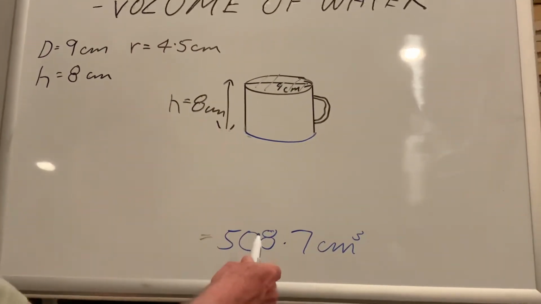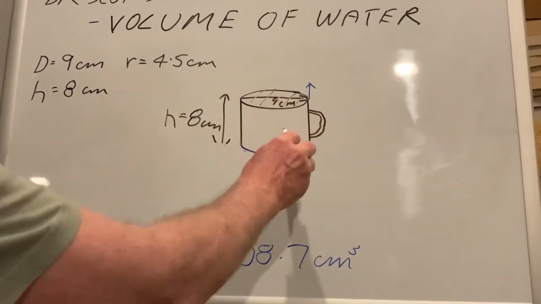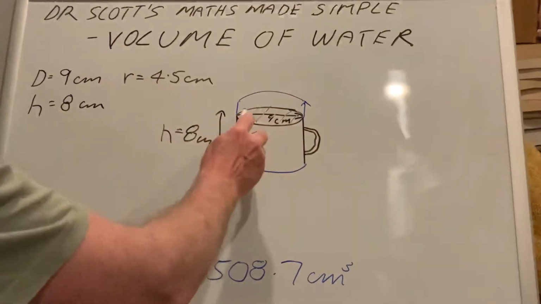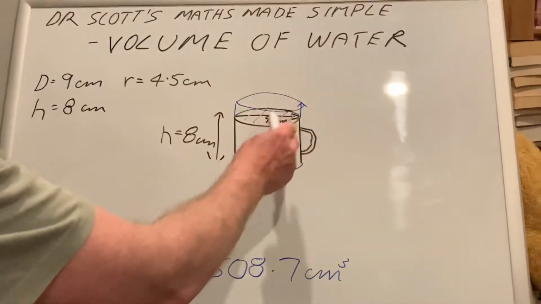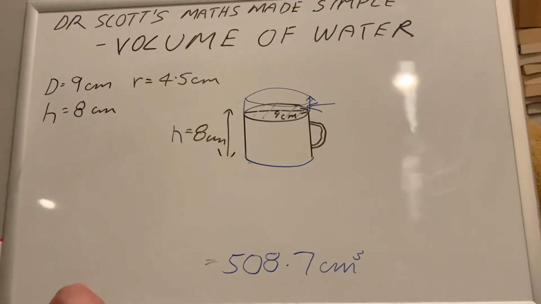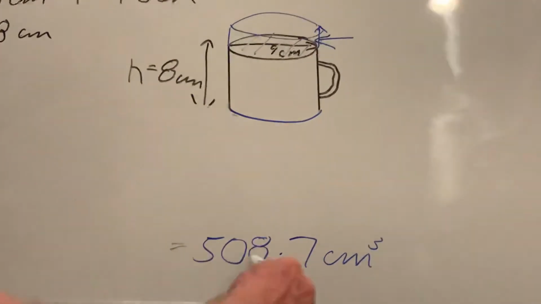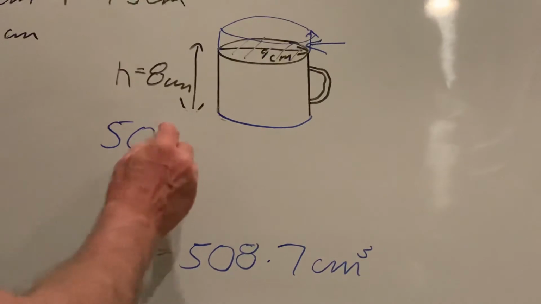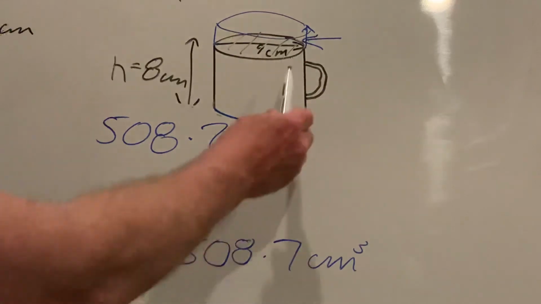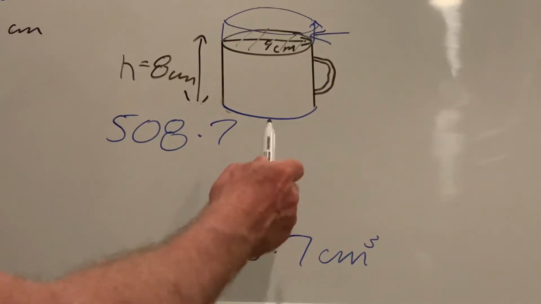So, if we put this in the freezer, how would we work out how far above the lip of the cup at the top the ice is going to rise? How far is that distance? Well, one way of doing it, and there are many ways, but we know our total volume is 508.7 cubic centimetres. We know that's the volume of the cup when it's just normal water, but when we freeze it, it goes up 9%.